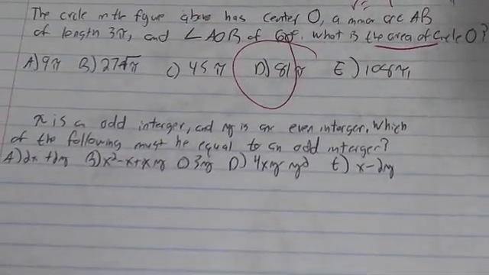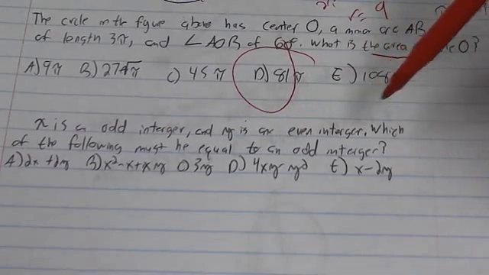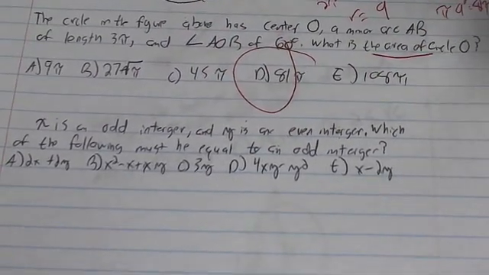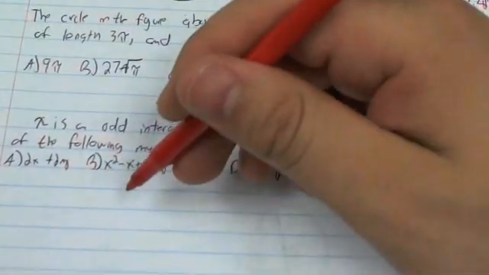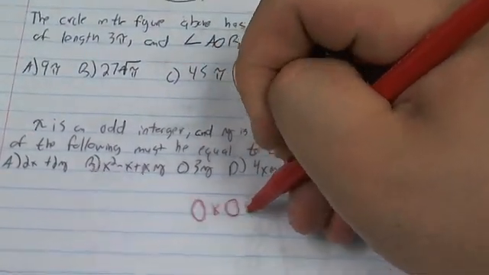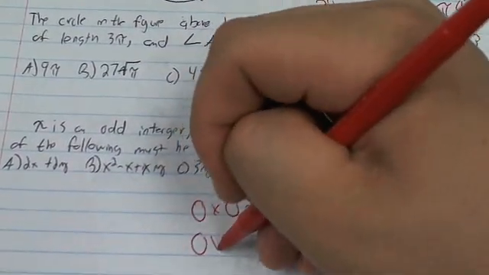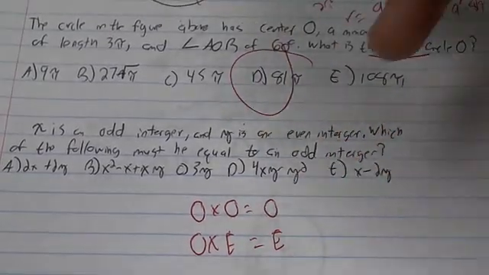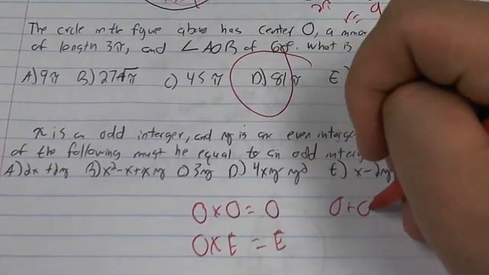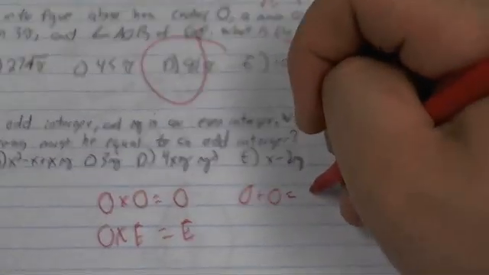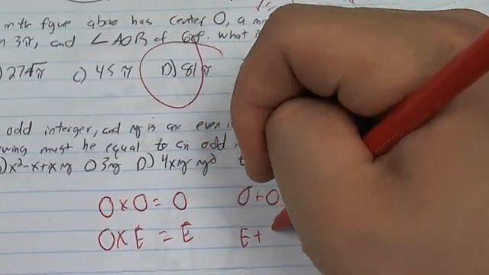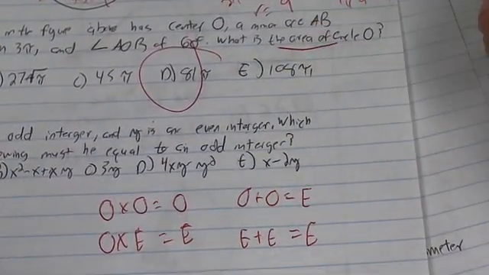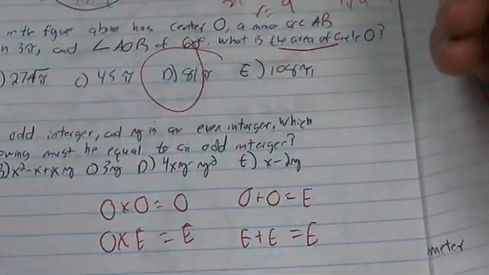Alright. x is an odd integer and y is an even integer. Which of the following must be equal to an odd integer? Now you can remember all the rules we said. So an odd times an odd is odd. Odd times an even is even. Odd plus an odd is even. And an even plus an even is even. Okay? Or you can just make up numbers.